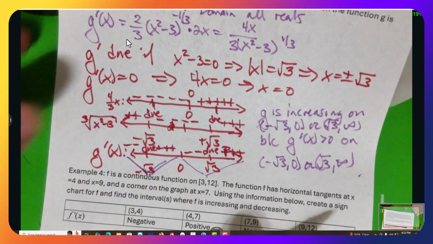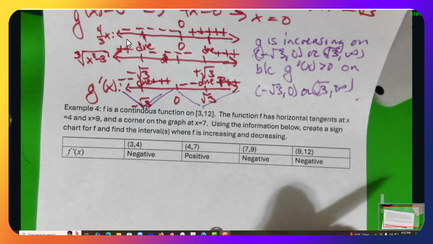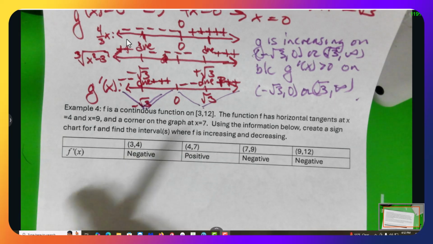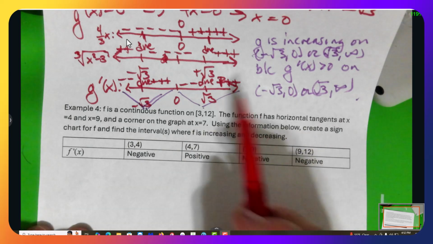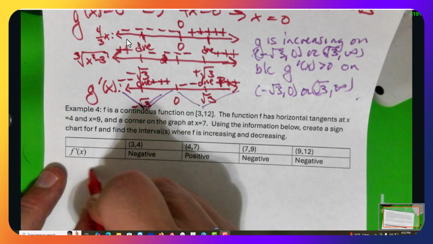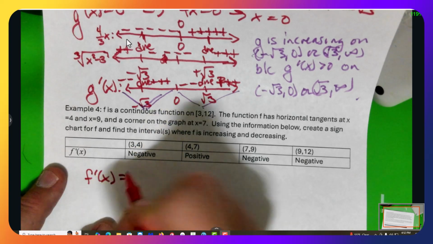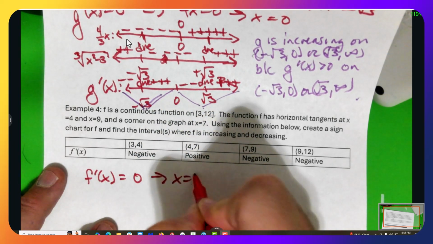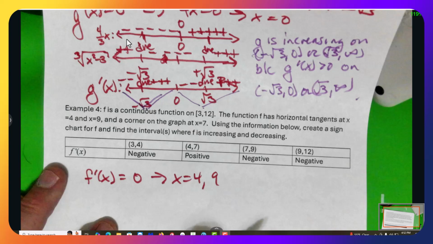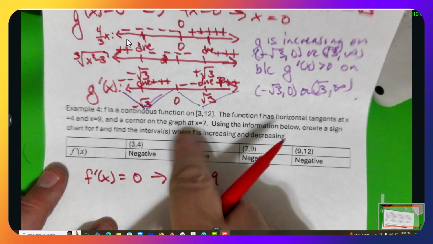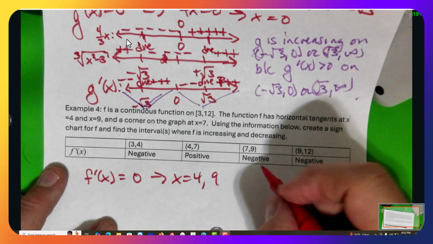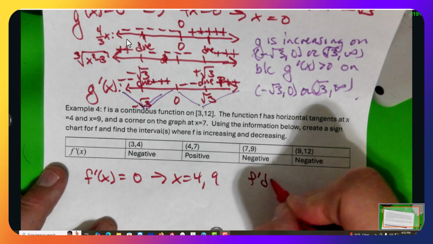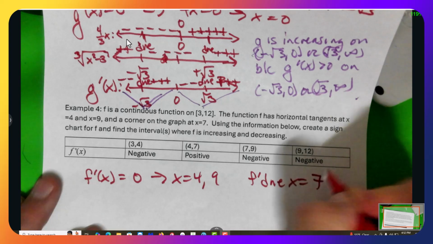So now look, a table. Someone's done some work. Let's see what we have here. f is a continuous function on a closed interval from 3 to 12. The function f has horizontal tangents. That means the derivative is 0, at x equals 4 and x equals 9. And a corner. If I have a corner, that means it's not differentiable at 7. So f prime does not exist at x equals 7.